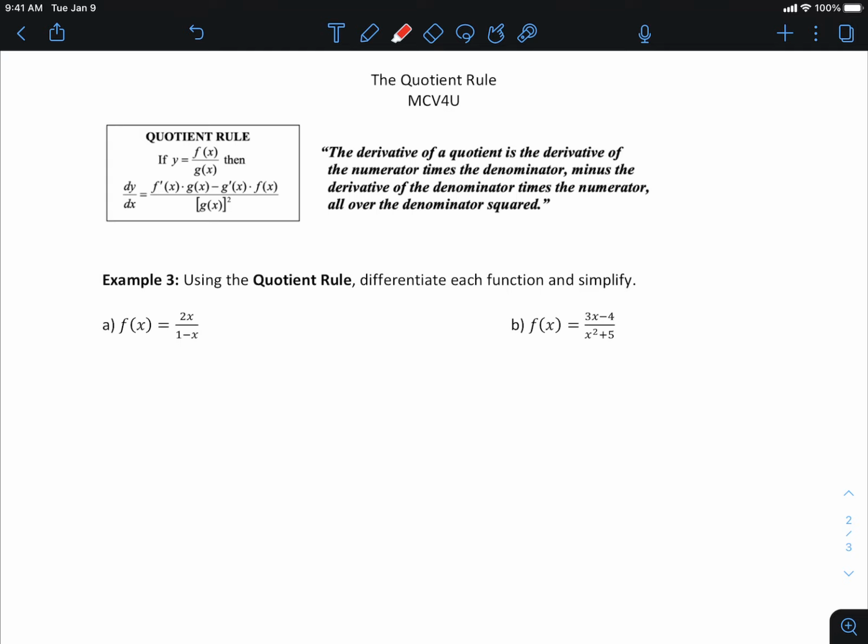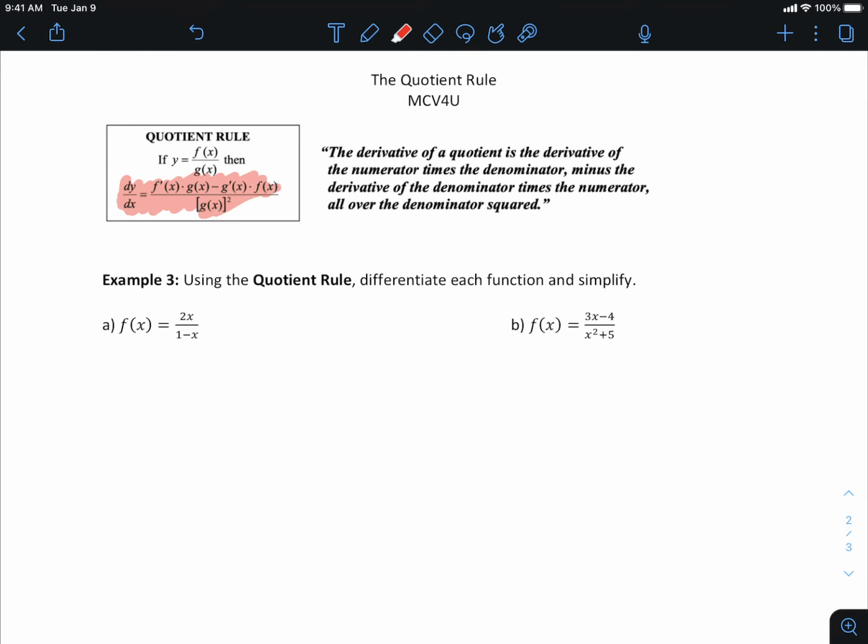All right, so in this video here, we're just going to have a look at how to actually use quotient rule relative to some questions. The nice thing here, I've got a little text here. The derivative of a quotient is the derivative of the numerator, the numerator being f of x, times the denominator, g of x, minus the derivative of the denominator times the numerator, all over the denominator squared. That is quotient rule in words, or you could see it as they've written it here.